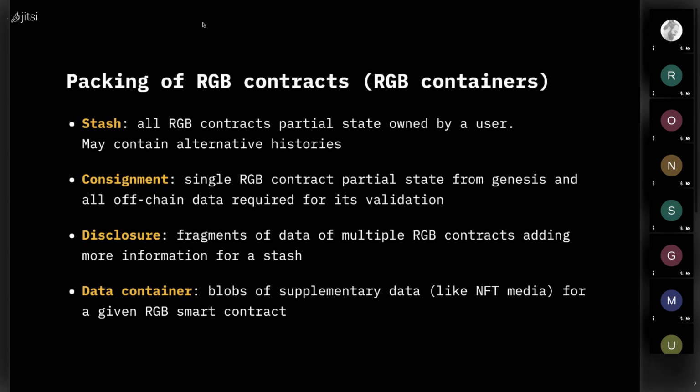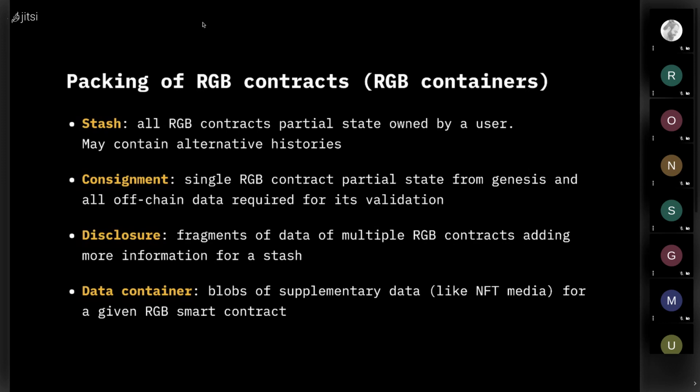And the final structure used by RGB contracts is data containers, which are blobs of supplementary data, like media used by non-fungible tokens. This data container is specific to a given RGB smart contract, actually to a given RGB smart contract node. For instance, if you are a content creator, you can pack a digital representation of a painting or a song or a book or whatever you create as this data container, attach it to a smart contract issued under the RGB21 schema, and distribute it through the Lightning Network.